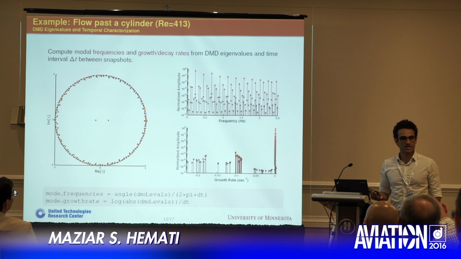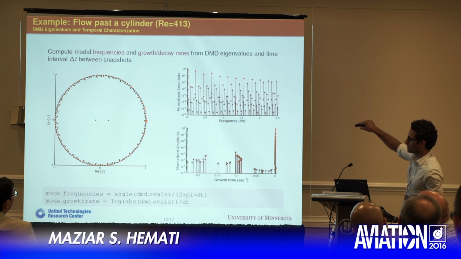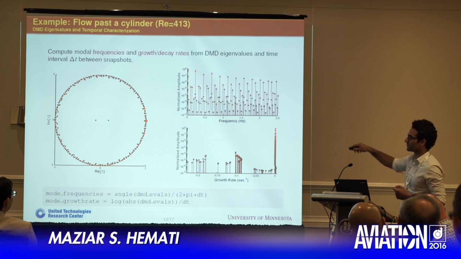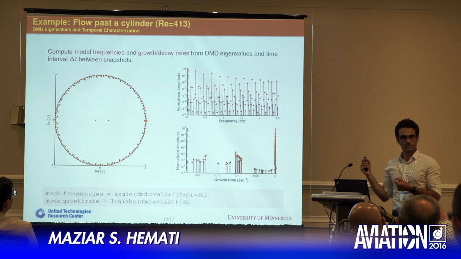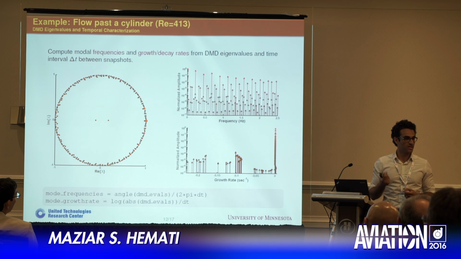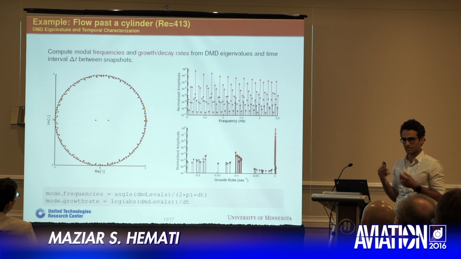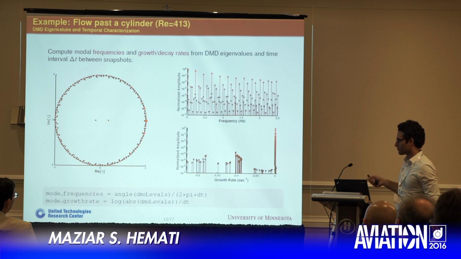We can also look at growth and decay rates. So growth and decay rates, rather than being associated with the relative angle from the positive real axis, are associated with the radial distance from the origin, from the center of this circle. Okay, so if the magnitude of an eigenvalue is larger than 1, it is growing, it is unstable. If the magnitude is less than 1, it is decaying, and if it is equal to 1, then it's a purely oscillatory mode, or it's not growing or decaying in time. Okay, so we plot those here. So growth rate in units of per second.